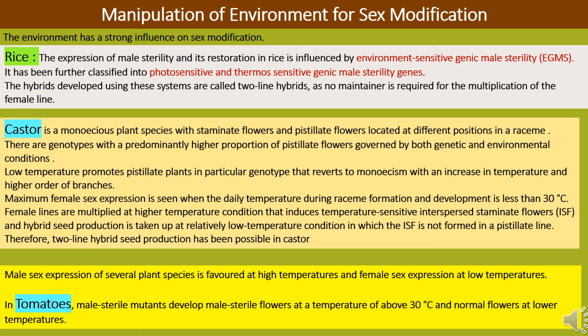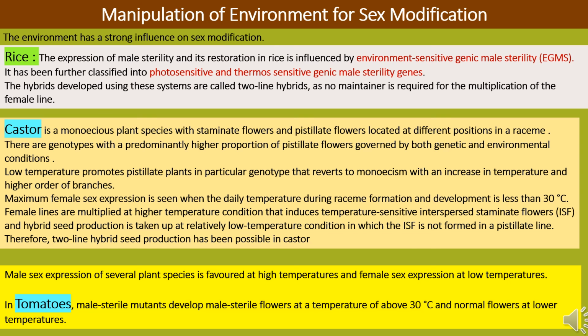Castor is a monoecious plant where the staminate flowers and pistillate flowers are located at different positions in a raceme, and there are genotypes with a predominantly higher proportion of pistillate flowers, which are governed by both genetic and environmental conditions. Low temperature conditions promote pistillate plants in particular genotypes that reverse to monoecism with increasing temperature and higher order of branches.